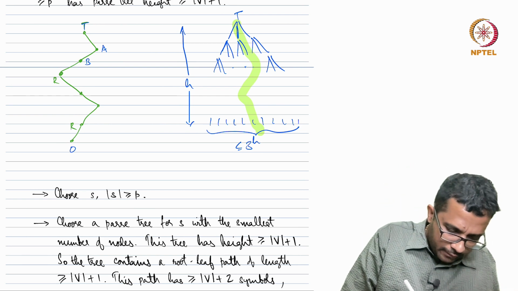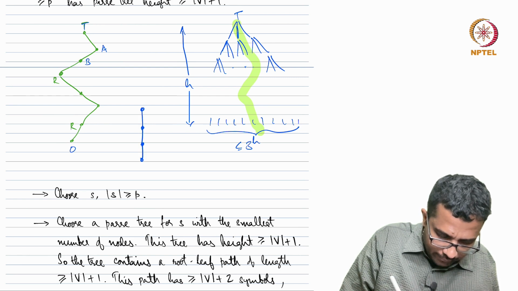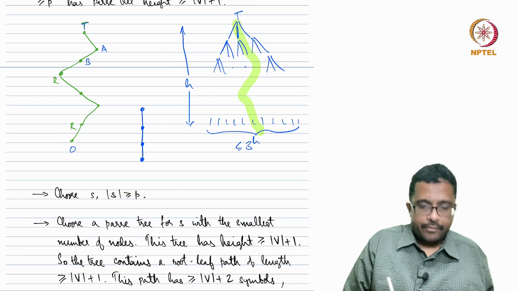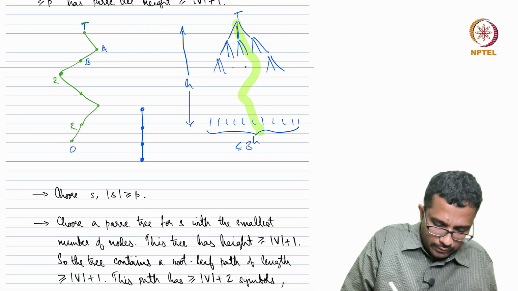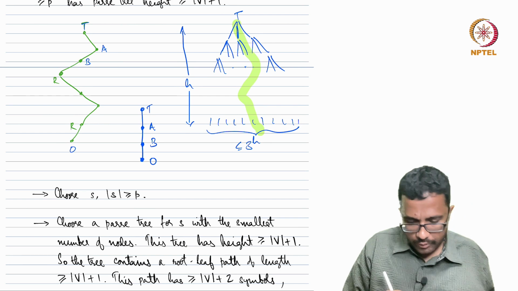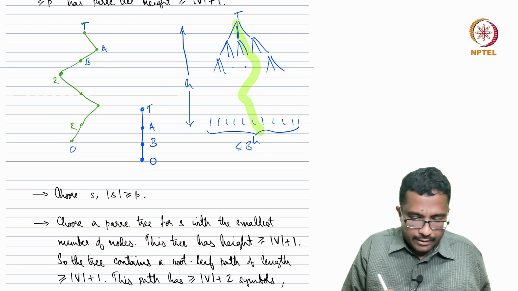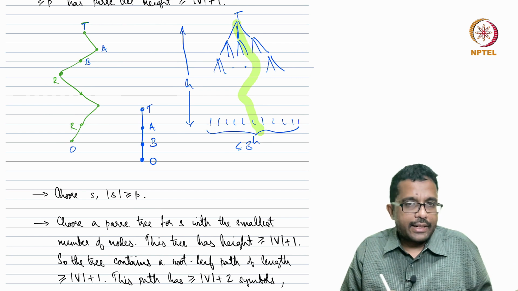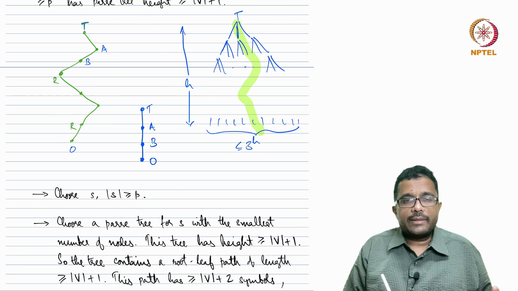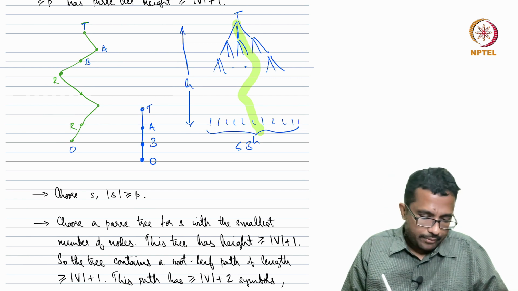When I have a path of length v plus 1, let's say a path of length 3 looks like this. This is length 3, and this has four vertices or 4 dots. It may have t, a, b, and some symbol 0. So it has 3 variables and a terminal. So a path of length v plus 1 has at least v plus 1 variables, and one terminal.